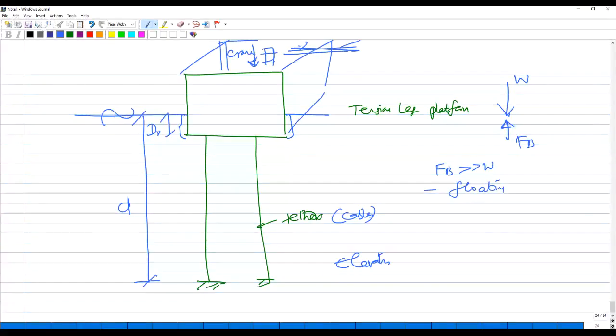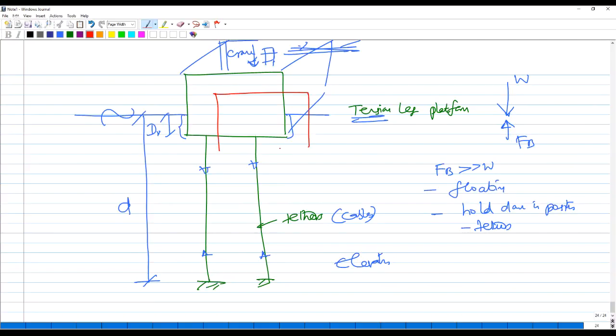When the system starts floating, I cannot conduct any operation. Therefore, I have to hold the system down in position. I use tethers for doing that. So tethers will all be in tension. That's why this is called a tension leg platform. Having said this, let us say under the wave load, the system starts moving to the right.